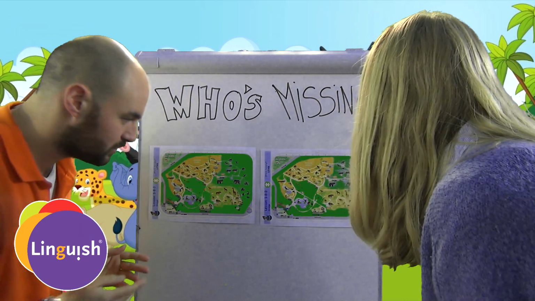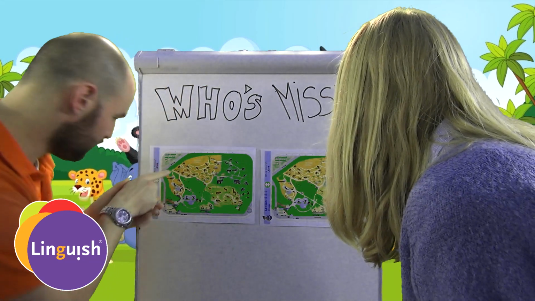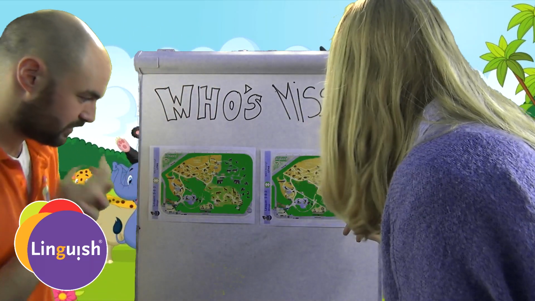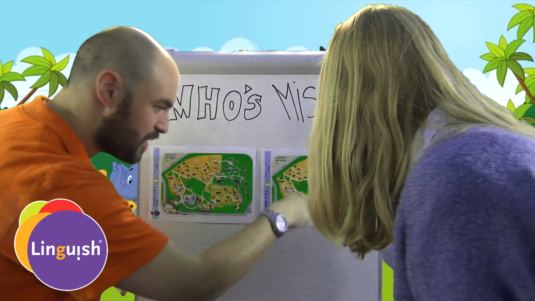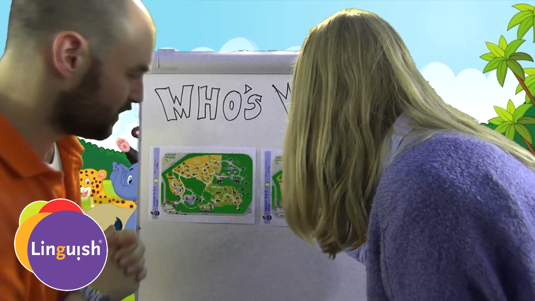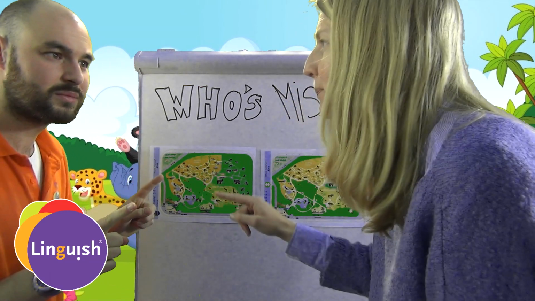What animal? Not the kangaroo, not the crocodile, not the elephant. It's around here. Help your students if they don't really see it at first. I know. It's the penguin.